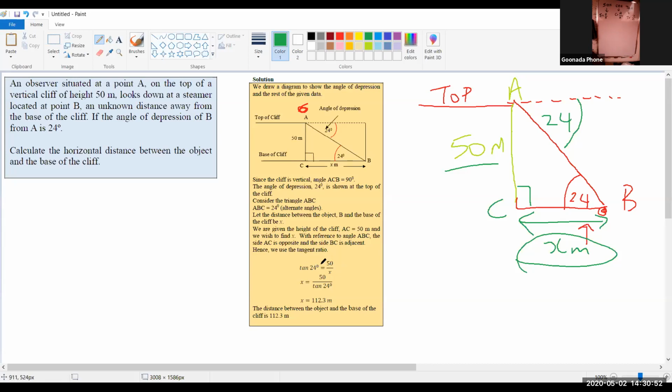Now, we just want X, right? So when we make X the subject of the formula, of course, you're also supposed to know how to do working by now because we did some examples prior to this, and this is basic algebra. We will get X is equal to 50 over tan 24 degrees. So you will take a calculator and put 50 divided by tan 24, and you will get 112.3 meters. So the distance between the object and the base of the cliff is 112.3 meters. Any questions so far?